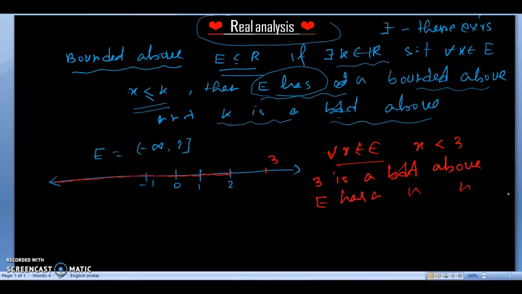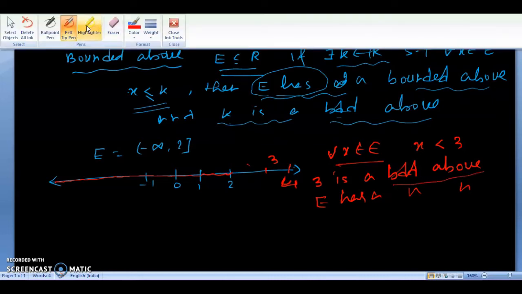Clear? Now you can ask me, sir, if I take 4, what about 4? Yes, if you take 4, then 4 is also an upper bound. And another one says, sir, what about 5? Yes, 5 is also an upper bound. That means there are infinitely many upper bounds.